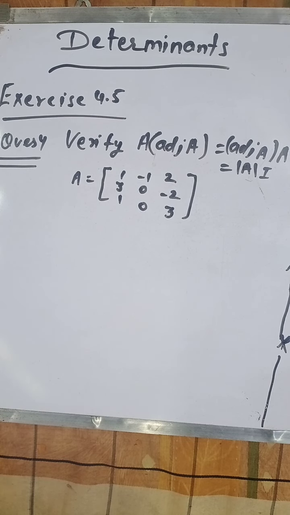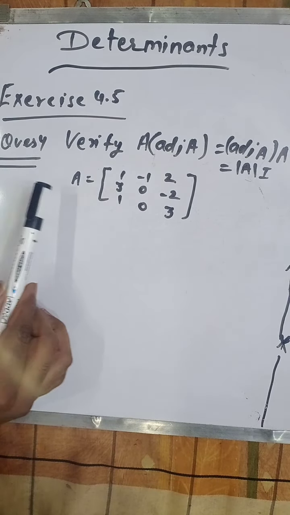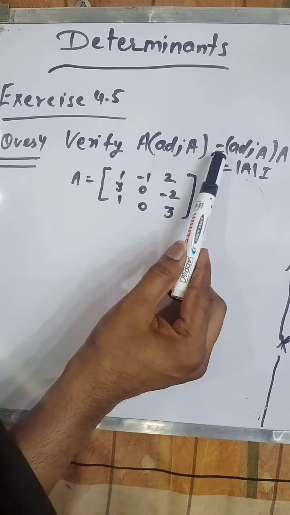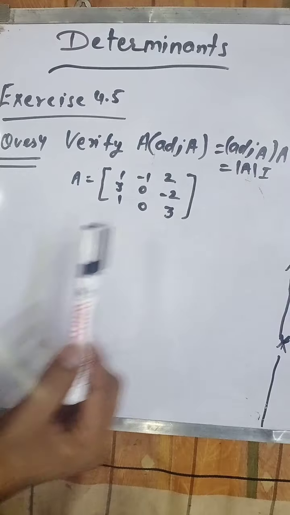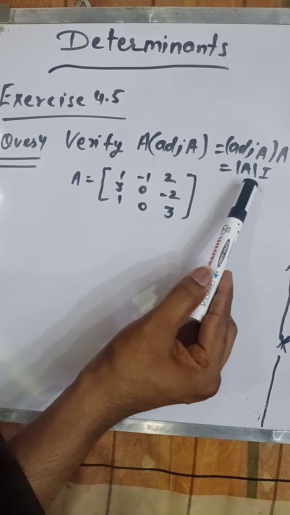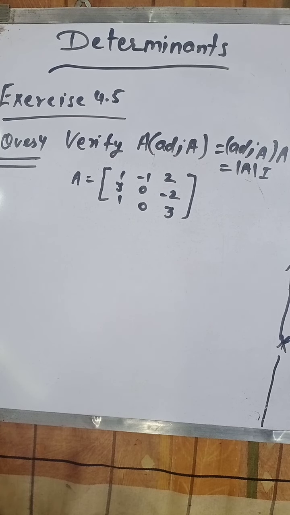Now this is question number 4, which is a little bit different. Here I'm going to tell you how you will solve this question. This is question number 4 of exercise 4.5: verify that A adjoint A is equal to adjoint A into A. Here there is a difference of order. And that is equal to determinant of A into I. So all three parts have to be proved equal.